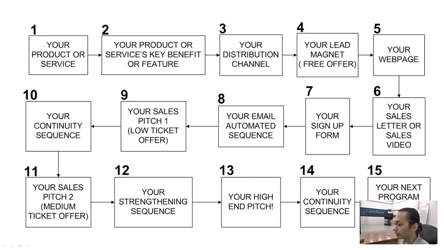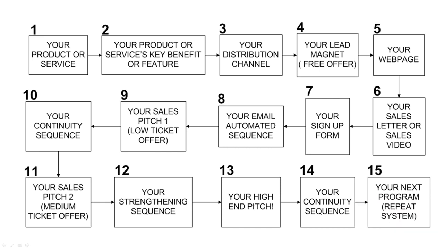Number 14 is your continuity sequence. Again, similar to number 10 and number 12. In this number 14, this is basically your after sales customer service and value building service that you will provide to your customers for you to be able to ascend them up your value ladder and onto the next product or service that you will be offering to them. And once they have gotten to that level, you just basically have to repeat the entire system.